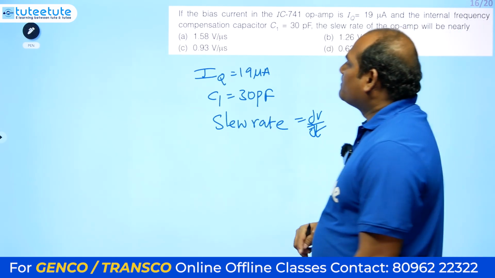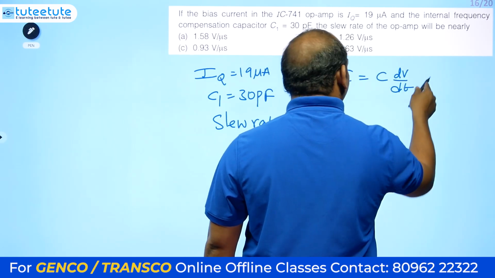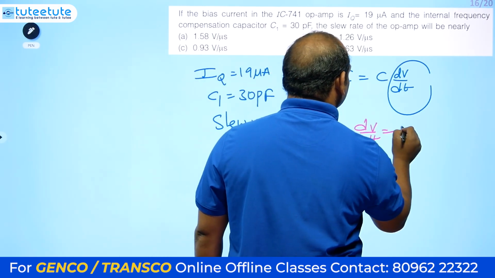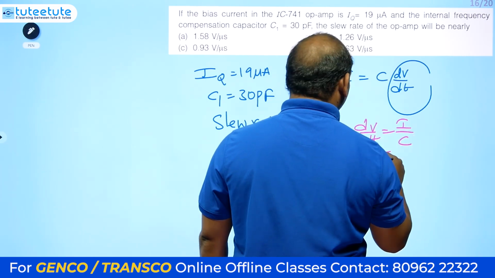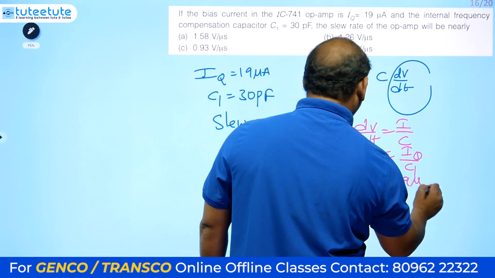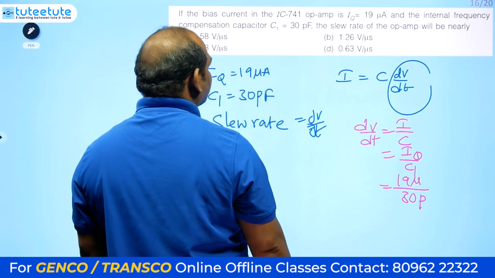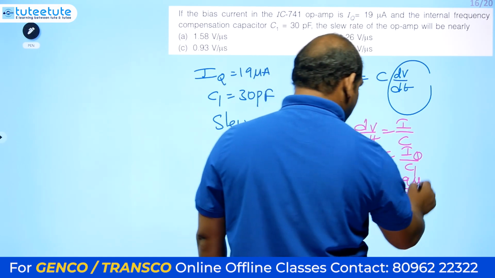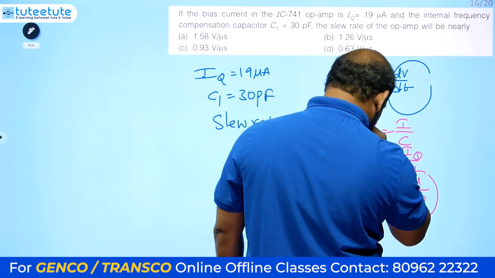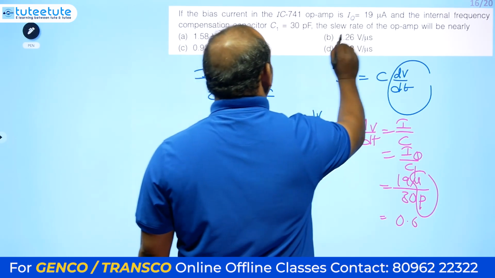Okay, but it is related to the capacitor. We know that I is equal to C into dV by dt. So here only we have the slew rate. Okay, so dV by dt is equal to I by C. That means they have given IQ. Okay, IQ by C1. IQ is 19 micro by C1 is 30 pico. So the answer is there in volts per microsecond. So it is equal to 19 by 30, 0.6 like that we will get. So option D is the correct option.